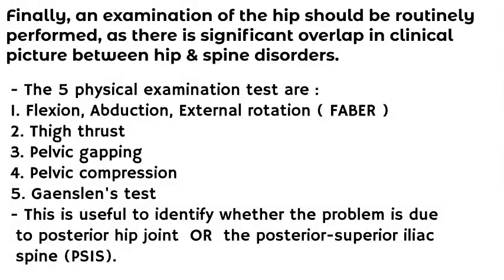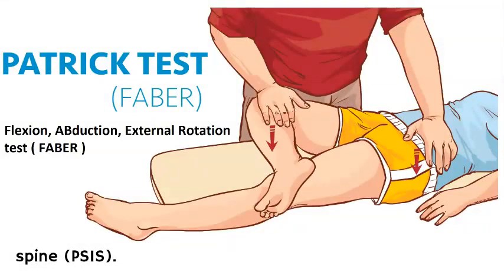This first figure shows the FABER test. Patient can lie down or be in a sitting position. You need to lift the affected leg and do a flexion, abduction, and external rotation of the hip. Patient will complain of pain if it's positive.